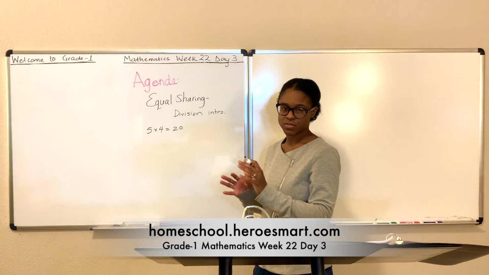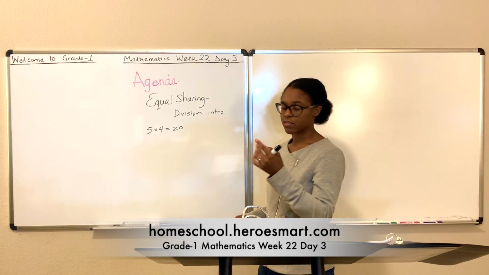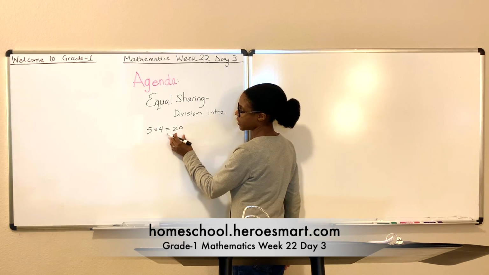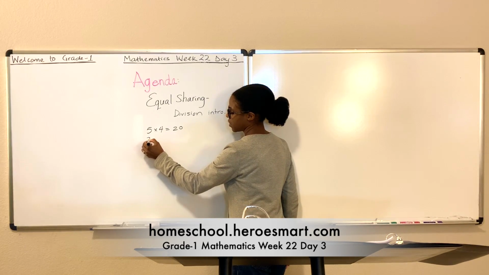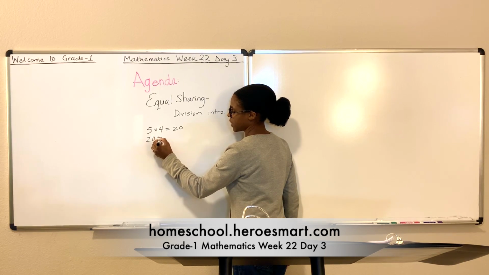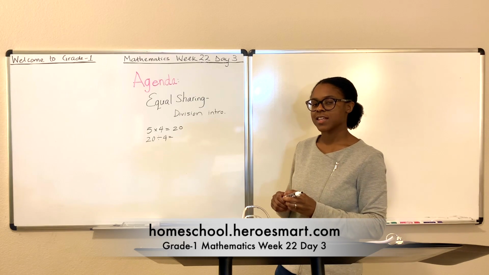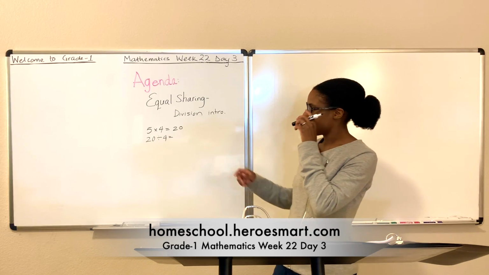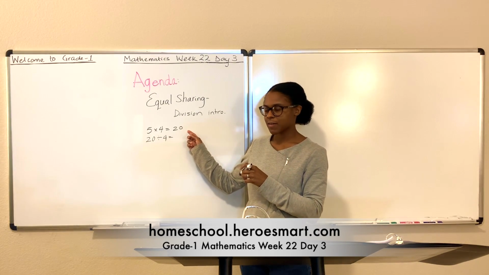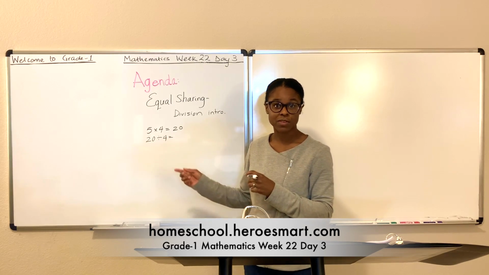Division is called the inverse. So you take 20 and say, what happens if we say 20 divided by 4? Just by looking at this, can you guess what the answer is? If 5 times 4 is 20, then 20 divided by 4 is going to be 5.